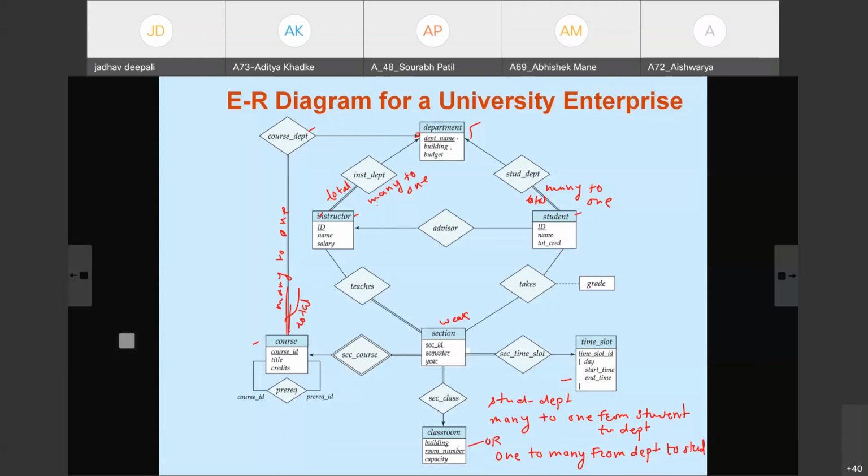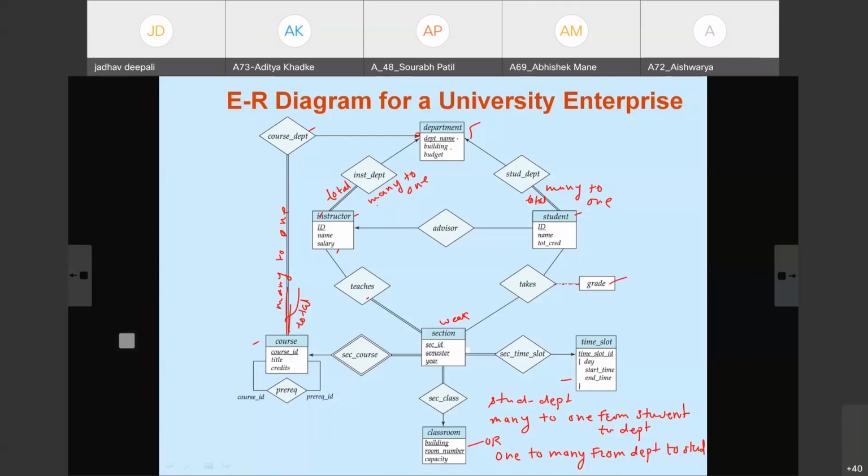Now, instructor and section, you can observe here it is many to many. One instructor may have multiple sections. I am teaching you, I also teach an MTech subject, and I am also project guide for final year students. So one instructor can teach many sections, and one section can be taught by multiple teachers. It is possible. So teaches is many to many. Takes is also many to many. One student is enrolled in multiple sections, and one section has multiple students. Takes has its own descriptive attribute, that is grade.